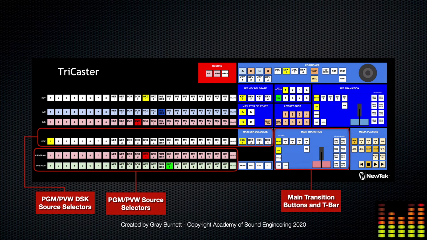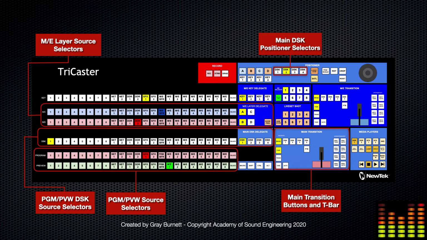We have the main transition buttons and T-bar, allowing you to perform fade or transition effects with the T-bar, or use the take button to send the preview source to program. Then we've got the main DSK positioner selector, allowing you to choose which main DSK delegate to focus onto the positioner function selectors.